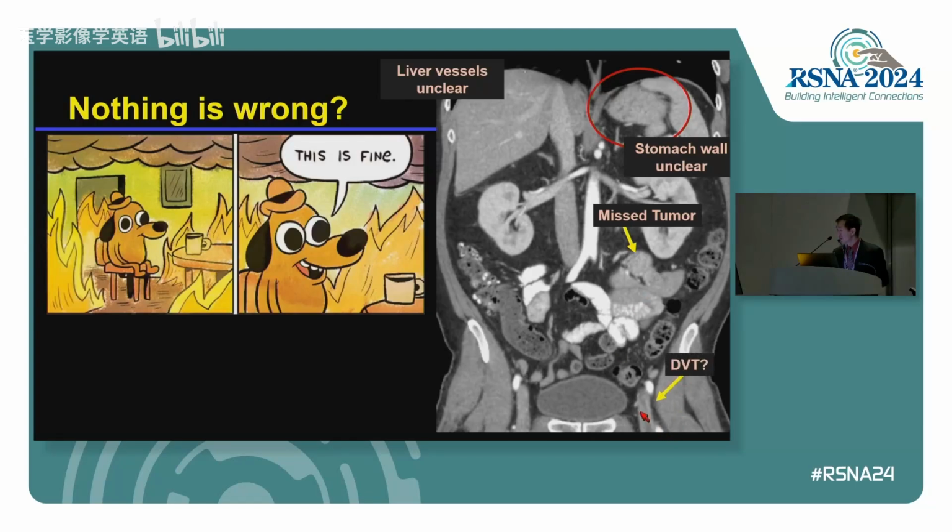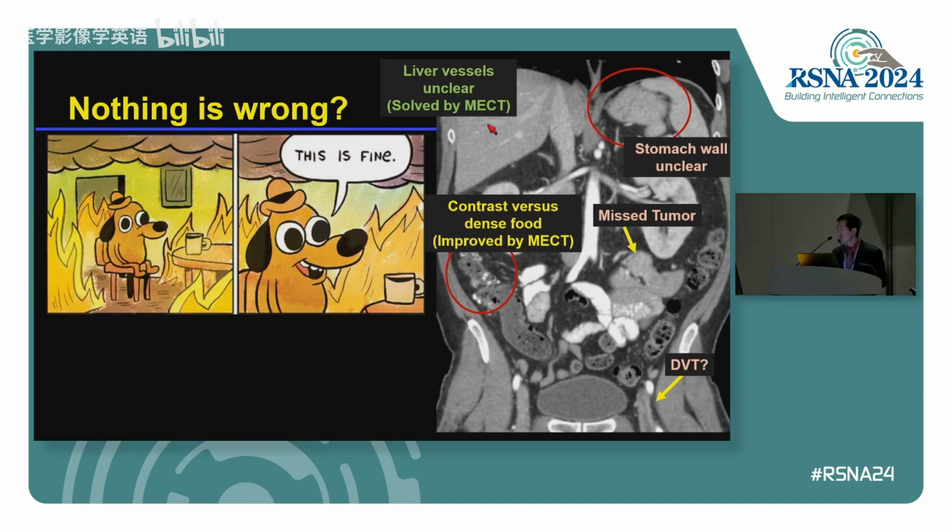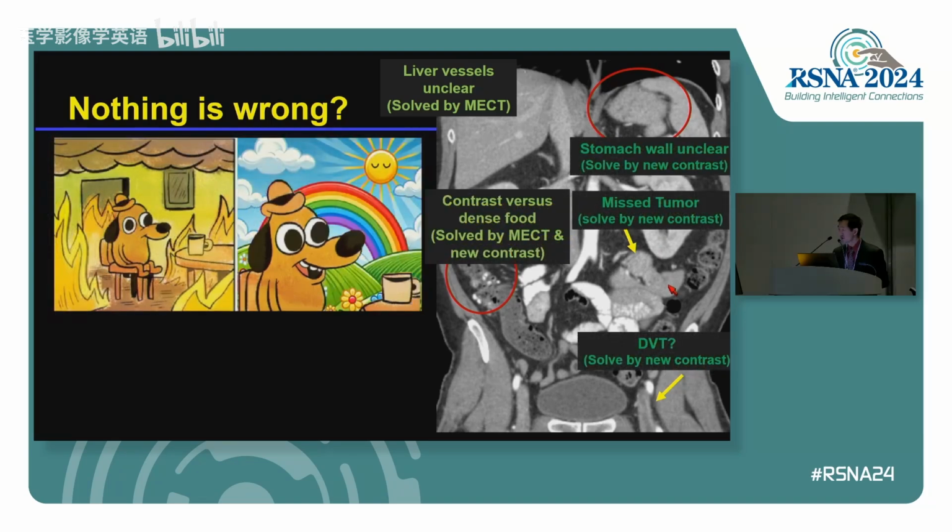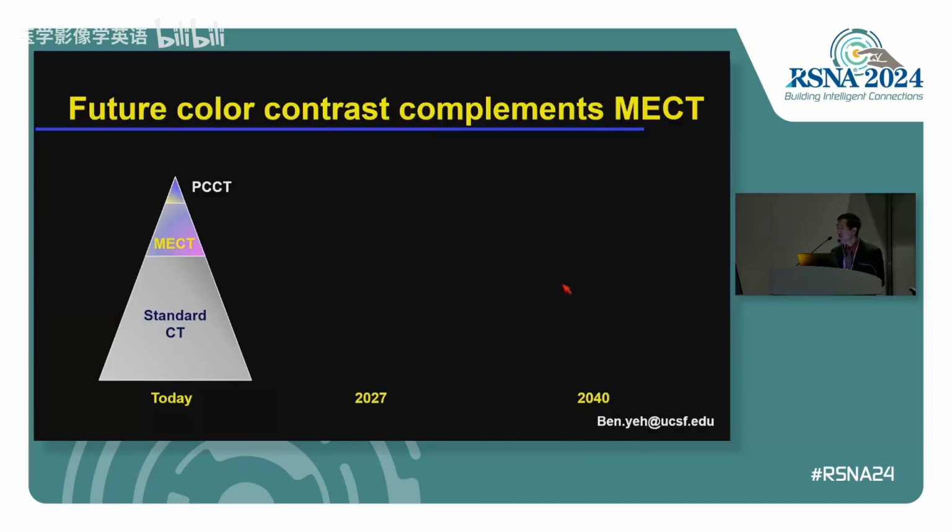Is that a deep venous thrombosis? Very hard to tell. It's not well opacified. Even with multi-energy, it'd be hard to tell. Are these GI bleeding, or is it dense food? It's hard to know. With multi-energy CT, we can improve some of the diagnoses. We can certainly make the liver brighter. We can tell whether something's dense food, maybe, versus GI bleeding. These other entities will need new contrast agents. But if we have new contrast agents, all of these aspects will be improved, and in particular with multi-energy CT.